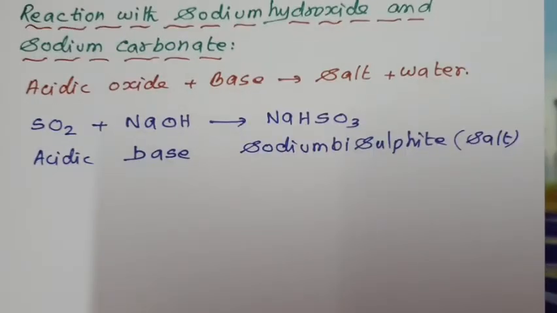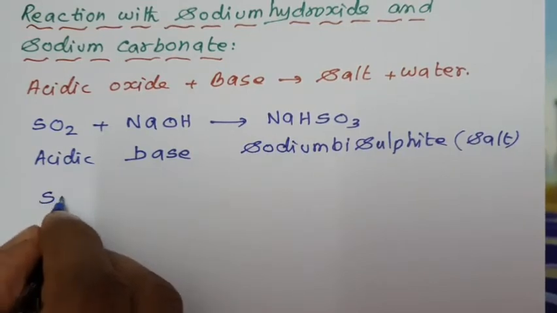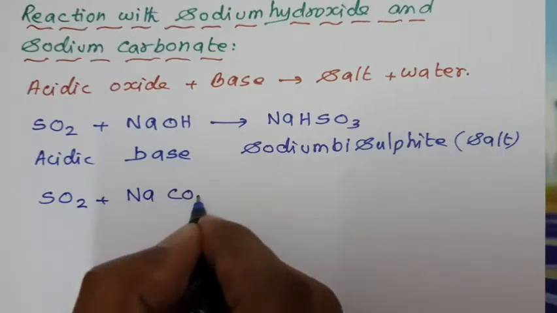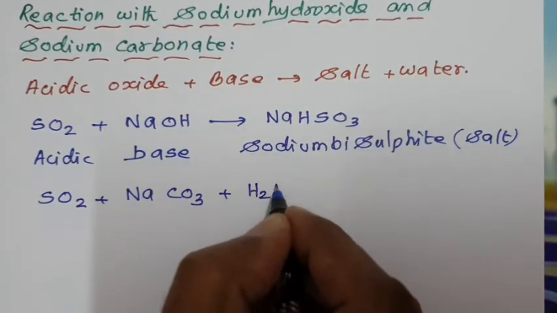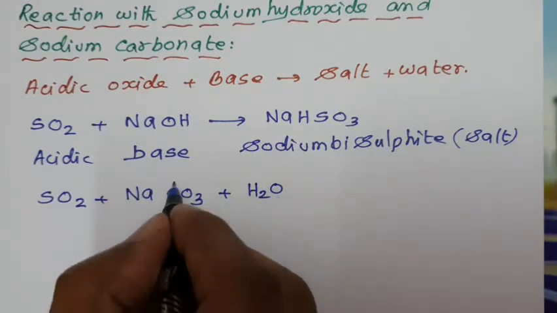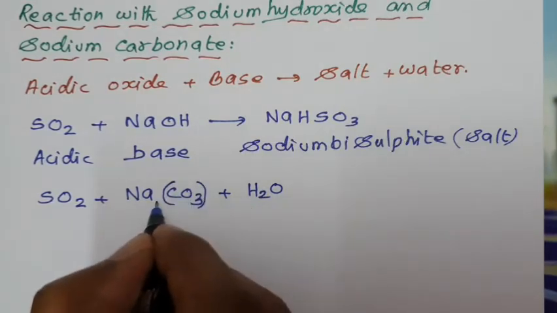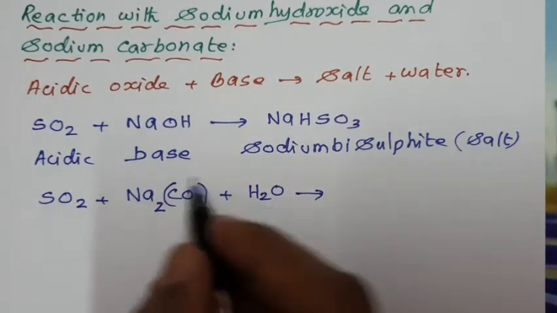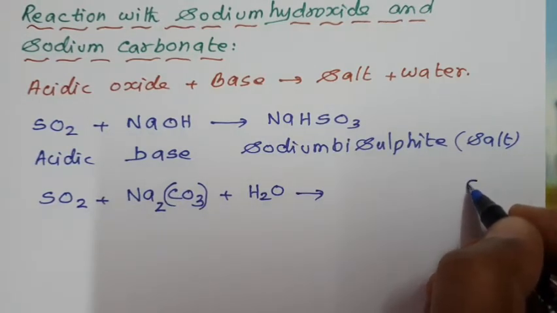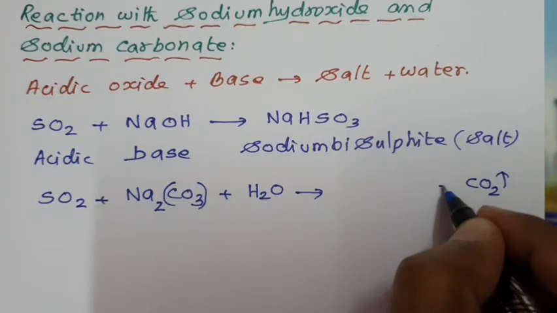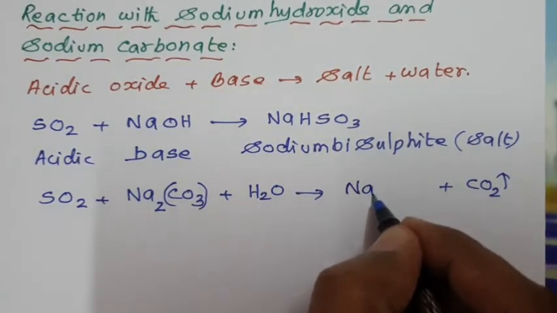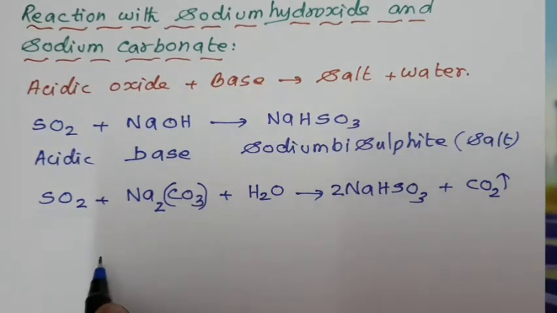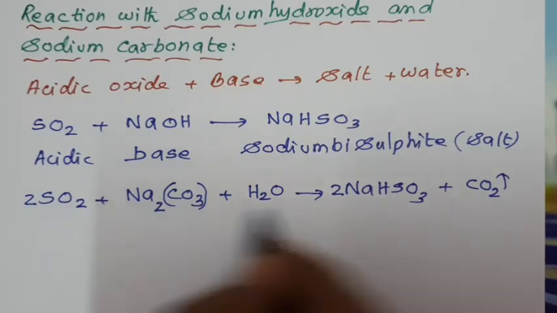And also sulfur dioxide, SO2, when treated with an aqueous solution of sodium carbonate. Aqueous solution means the salt is dissolved in water. Carbonate is a 2- ion, its valence is 2, sodium is 1+, gives again sodium bisulfite. The carbonate liberates carbon dioxide, CO2, in gaseous state. Sodium bisulfite is formed. We have 2 sodium, 2 sulfur, and the equation is balanced.